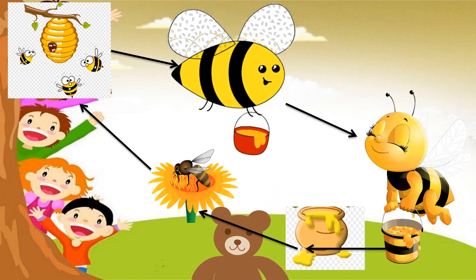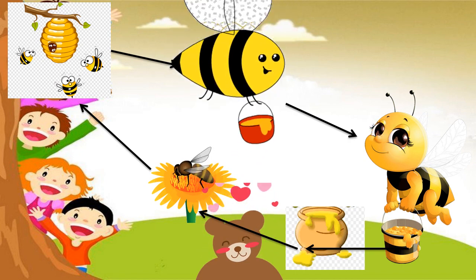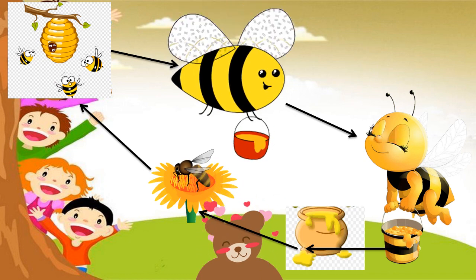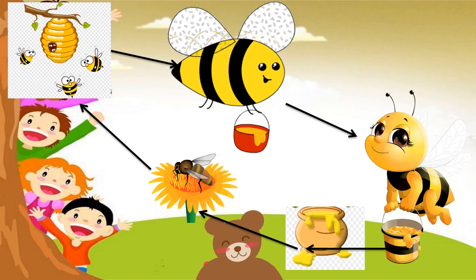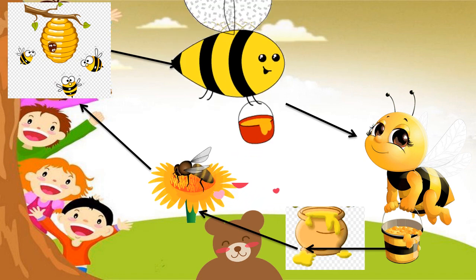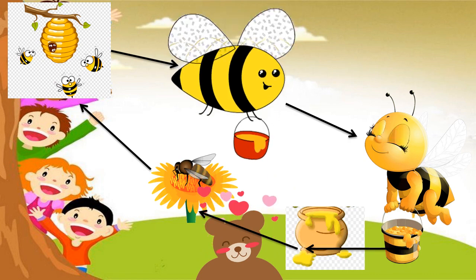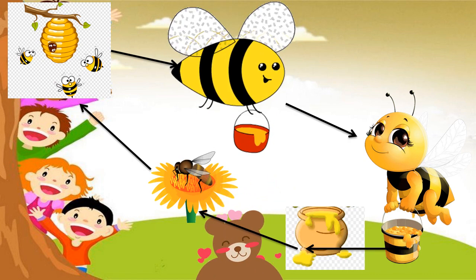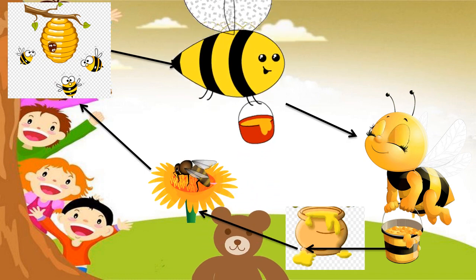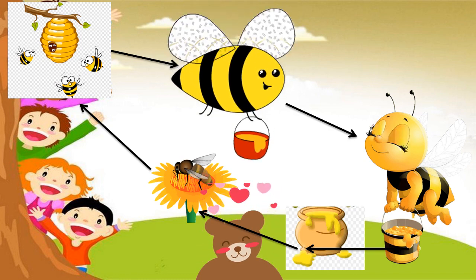This process is repeated until the partially digested nectar is finally deposited into a honeycomb. And who loves to eat honey? Yes, we all love to eat honey, especially bears. Yes, bears love to eat honey and are attracted to beehives.